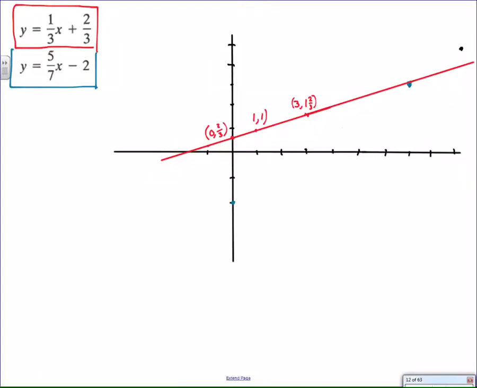Hello out there. Today's lesson is going to be a quick summary of how to solve linear systems when the linear systems are expressed in slope-intercept form. So first of all, reminder, this is slope-intercept form because when I read the equation, I can tell the slope is 1/3 and the y-intercept is (0, 2/3). So that's why I call it slope-intercept form.